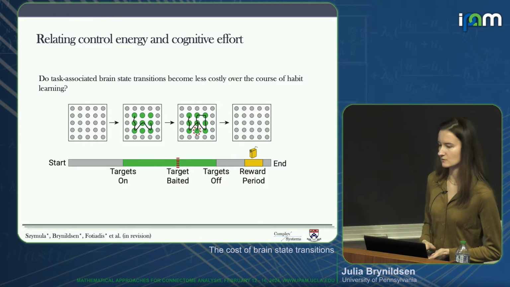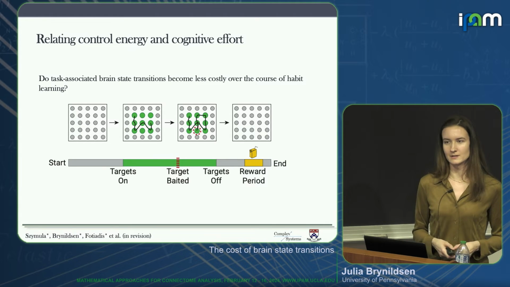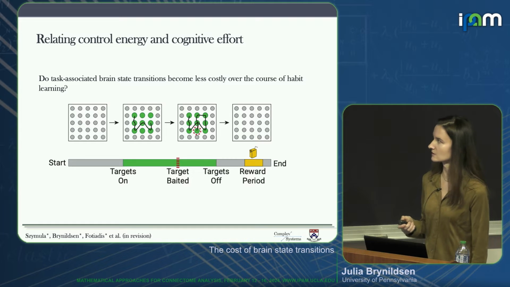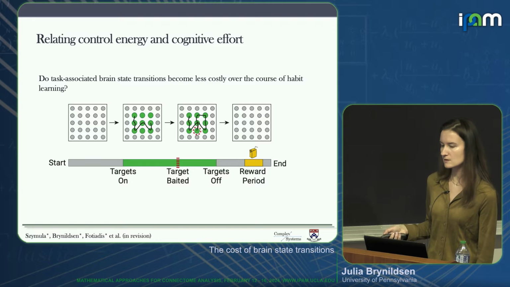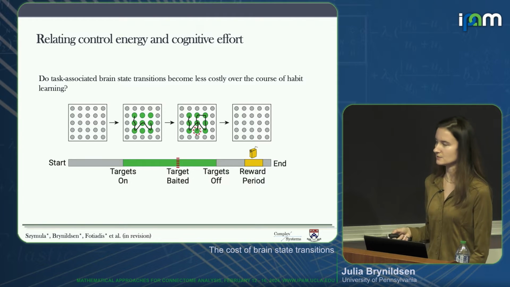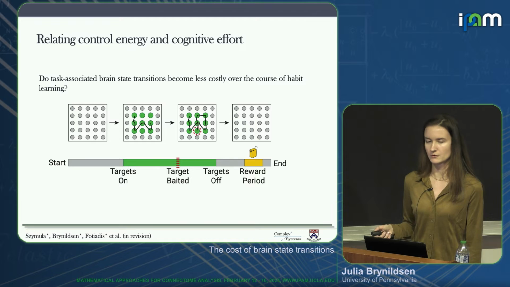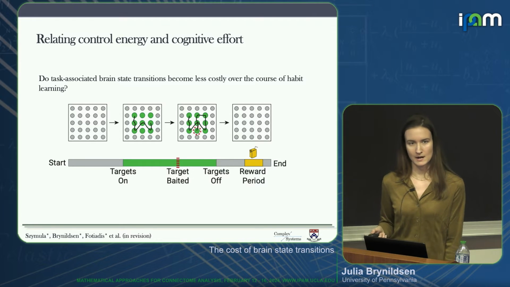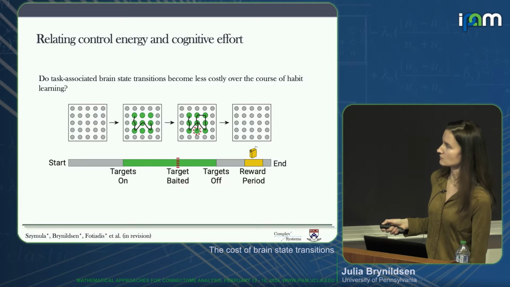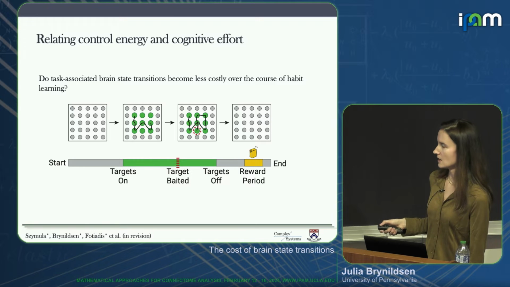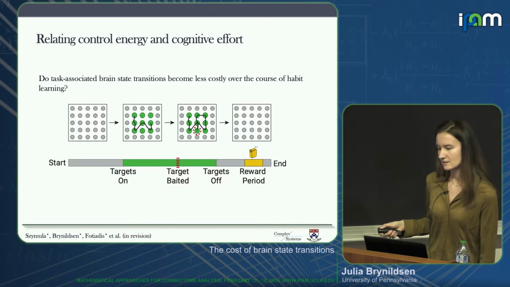Okay, further evidence for a relation between control and cognitive efforts comes from work in which we've looked at the relationship between control energy and the development of habitual behavior. So in this study, we used network control theory to model neural state transitions in 2 macaque monkeys that were performing a saccade task. So the monkeys engaged in repeated trials where they would saccade over this grid of 9 points. And once their gaze crossed a baited target, they would be rewarded with a juice reward.